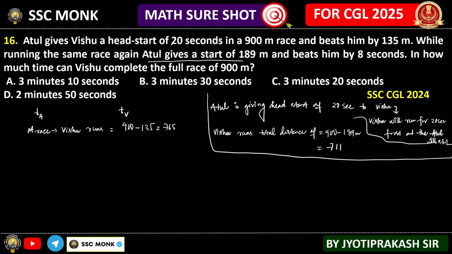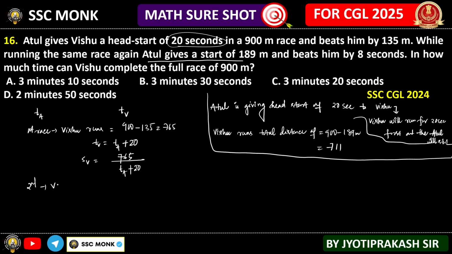But Vishu is getting a 20-second head start. That means Vishu is already running 20 seconds more than Atul. That means time taken by Vishu is equal to time taken by Atul plus 20 seconds. Clear? Got it? Now I can directly write speed of Vishu is equal to distance 765 divided by TV, time taken by Vishu, or I can write time taken by Atul plus 20 seconds more. Done. In the second race, this will happen.